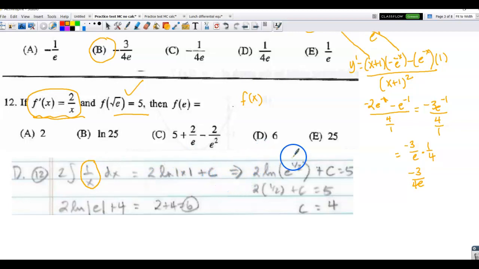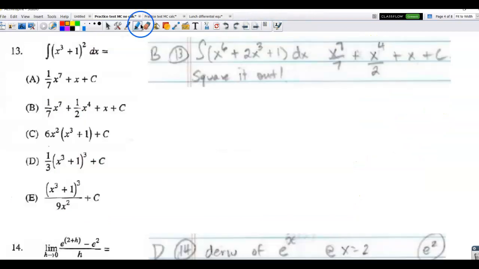I'm substituting the given x value of e to the 1/2, and I'm substituting the y value of 5. E and ln undo each other. They're inverse operations, and that leaves me with the 1/2. 2 times 1/2 is 1. Subtract 1 to the other side, and the value of c is 4. And so I can substitute that back in for f of x. So this is f of x right here. And then I can substitute the value of e. And the ln of e, or the absolute value of e is e, and the ln of e is 1. And 2 times 1 is 2, plus 4 is 6.